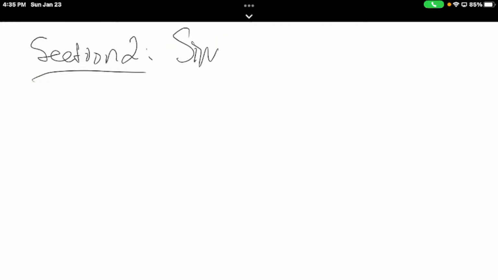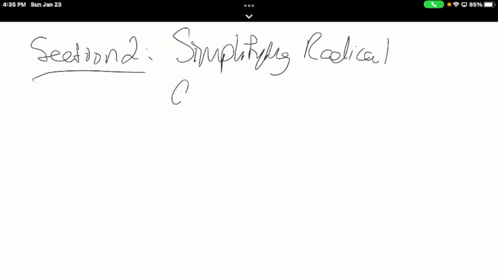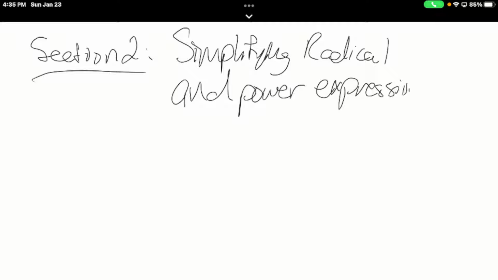Okay, so the part of the chapter that took up the biggest chunk of time was us simplifying. So this was, I believe, section 2, which was simplifying radical and power expressions. Okay? By the end of the section, your goal was to be able to do something like this.